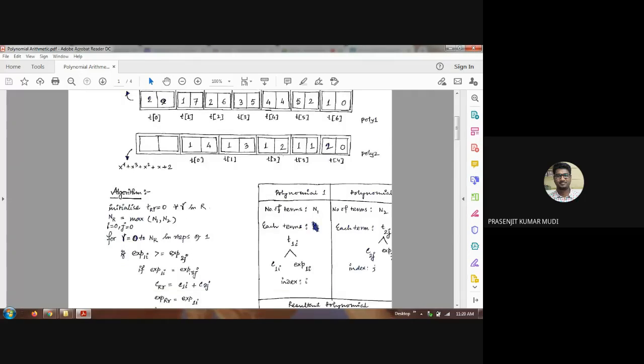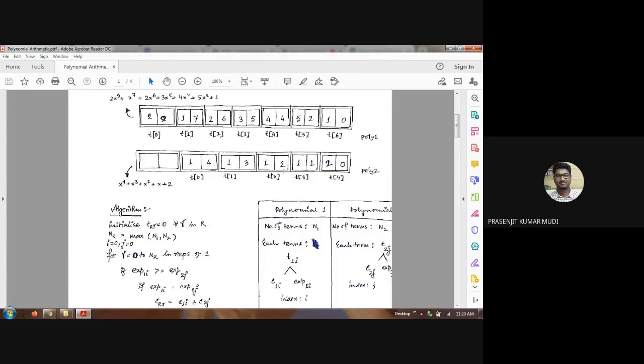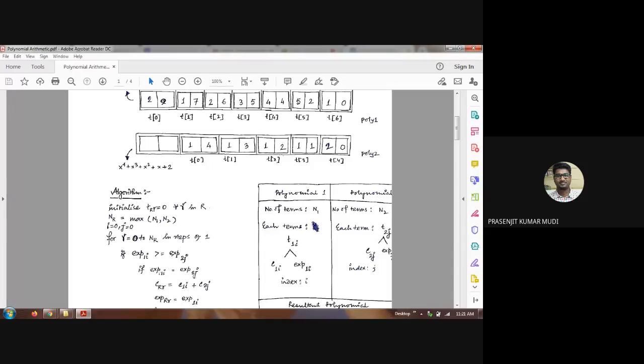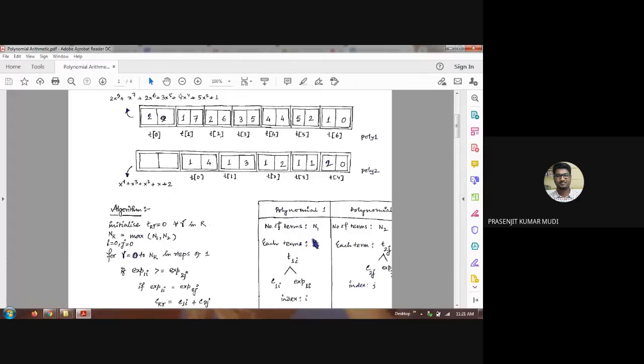So further checking we are doing. If exp1i is equal to exp2j, then only you can perform the addition because they are like terms. So addition means addition of their corresponding coefficients. Okay, so for example, due to this if condition, the second nested if condition will be satisfied when these 4x to the power 4 and x to the power 4, these two terms are encountered because their exponents are same.